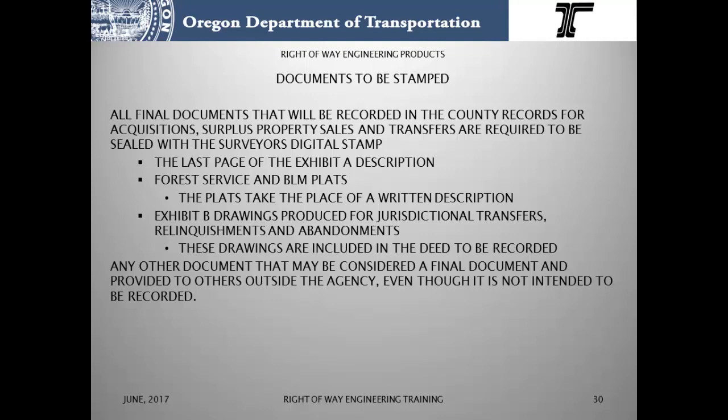Forest Service and BLM plats, then they take the place of the written description. They're stamped. Exhibit B drawings produced for jurisdictional transfers, relinquishments, and abandonments are stamped. And since these drawings are included in the deed to be recorded, and the surveyor will stamp any other document that may be considered a final document and provided to others outside the agency, even though it is not intended to be recorded.